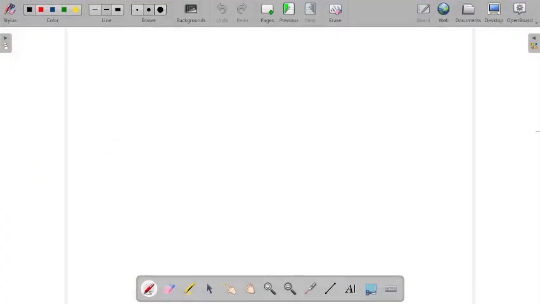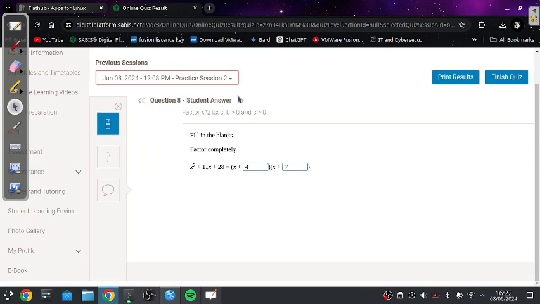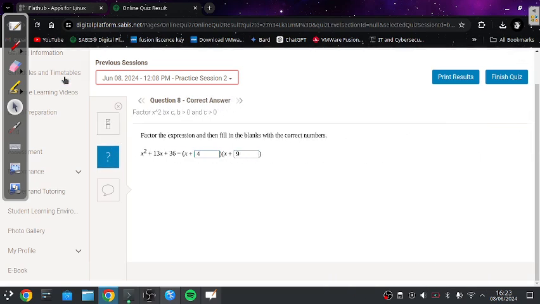Okay. X squared plus 11x plus 28. So, positive and positive. The greater term also has to be positive. So x plus 4, x plus 7. This is just like the other one with positive numbers, so we can just skip over this one. These are all the same concept, by the way.